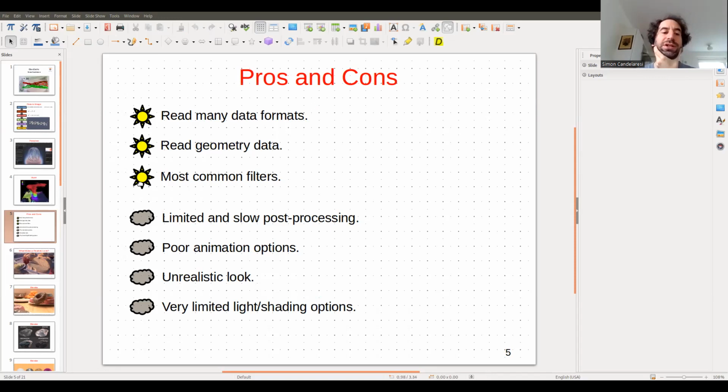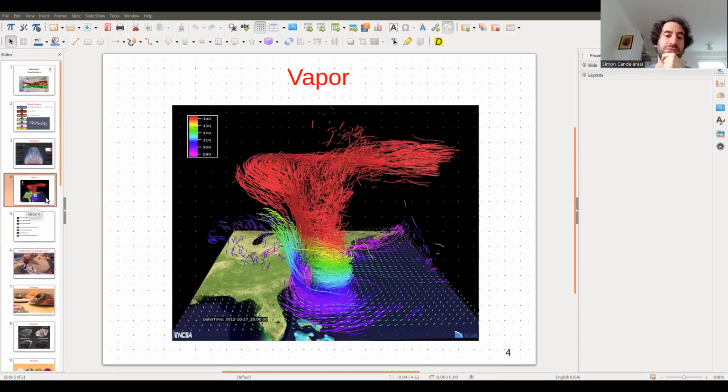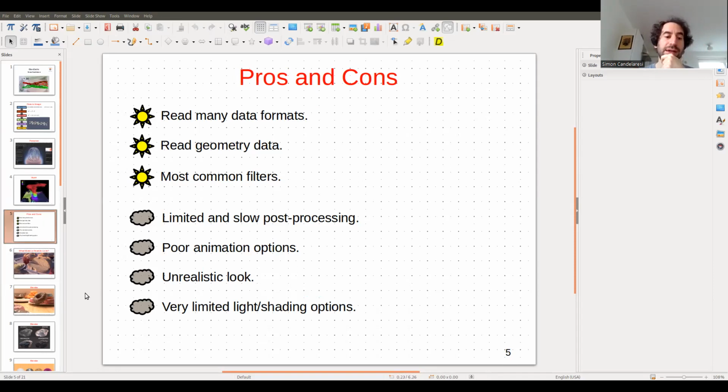But one of the disadvantages of using these programs is the post-processing is very limited and very slow. In ParaView, it's very cumbersome to do any arithmetic on your data. You can do B squared, that's easy, but anything more than that becomes very difficult and cumbersome. Animations are a pain in ParaView. Things look very unrealistic. This one doesn't really look like anything realistic. And light and shadow options are very limited. That's very important because light and shadows give it a more realistic look. They also help you understand where things are in three-dimensional space.